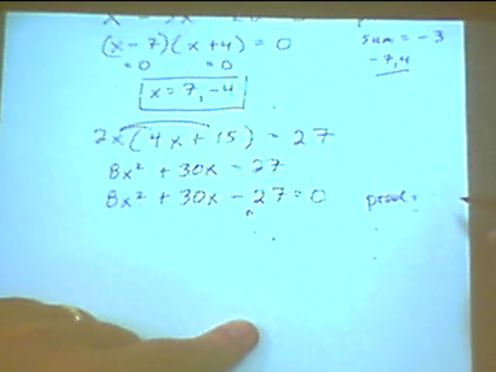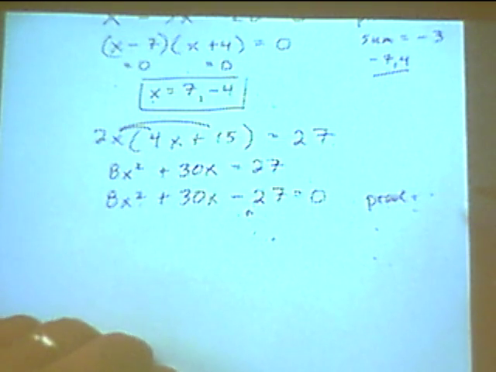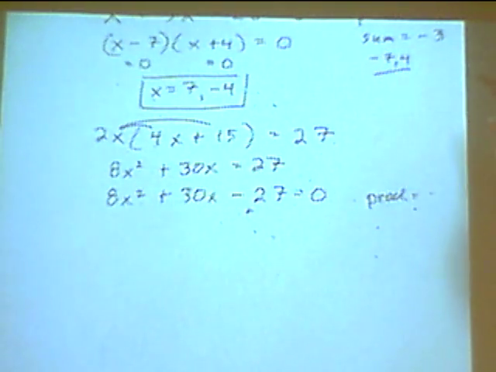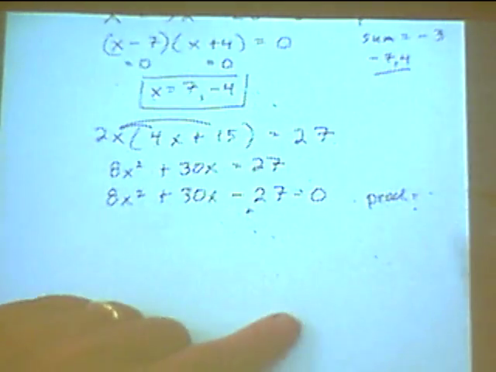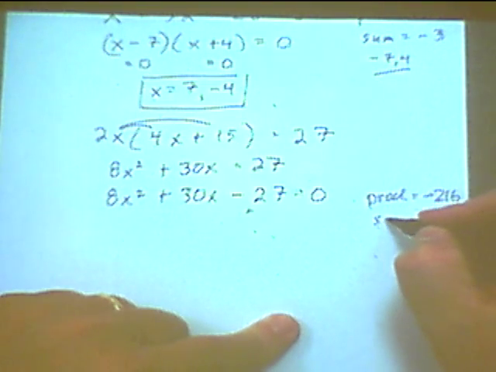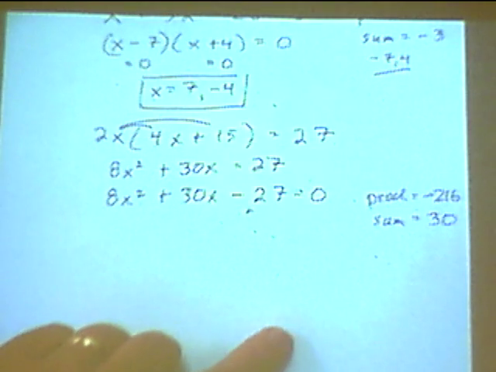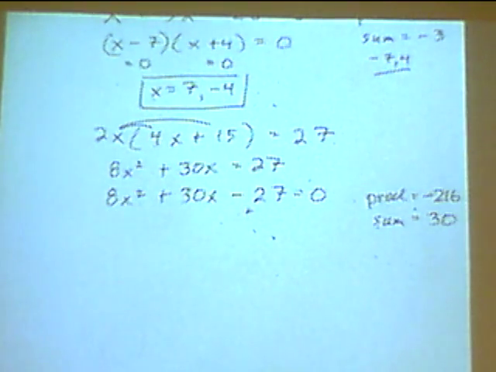So that's like negative, I should probably get my calculator, which I forgot. I think it's 160 plus 56, I think it's negative 216. And the sum is going to be 30. So now, I'm trying to find two numbers that I can multiply together that equals negative 216, but when I add them together equals 30.